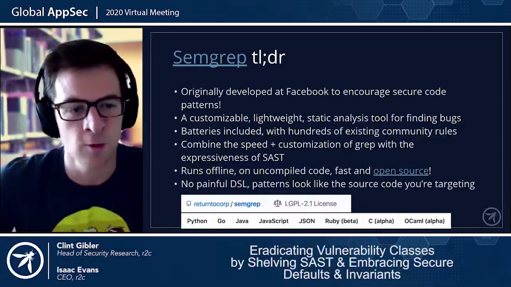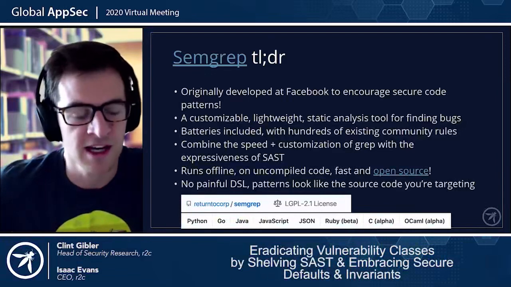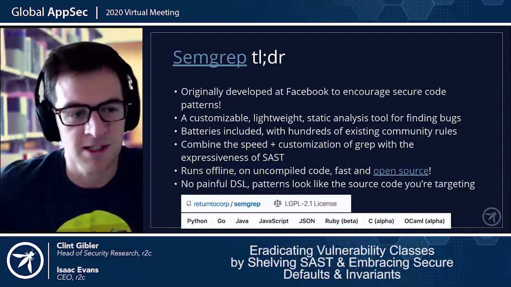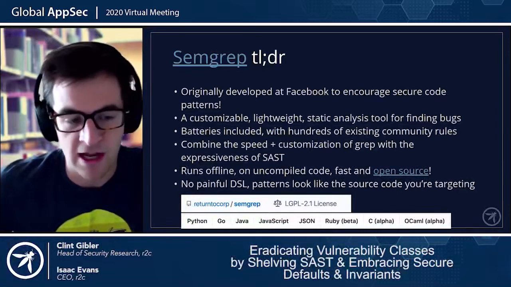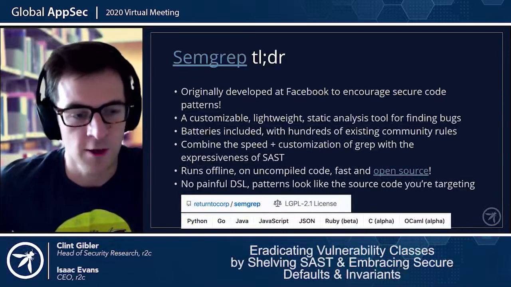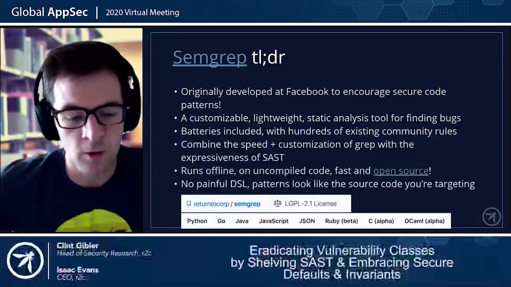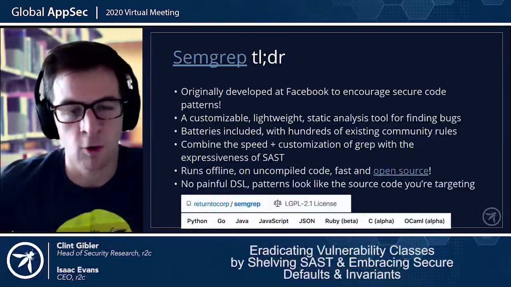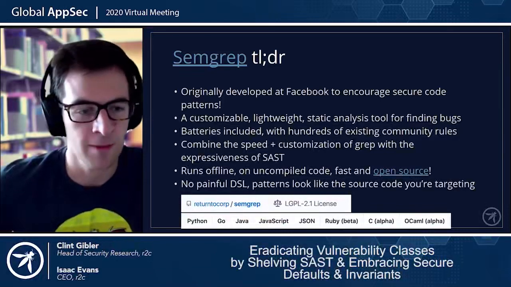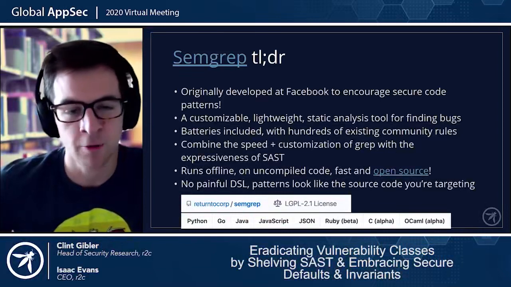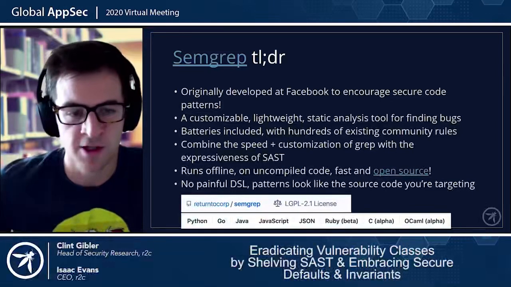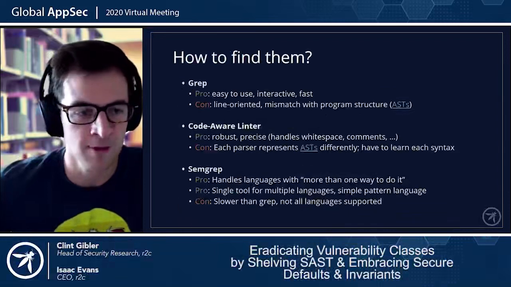And the whole idea with the tool, which you'll see an example of in a second, is to combine the speed and customization of grep with the expressiveness of more of a traditional static analysis tool. So it runs online, doesn't require compilation, it's open source. And one of the coolest things, I think, is that it doesn't require you to learn some very complicated domain-specific language. Generally, the patterns you're going to write are going to look very similar to the source code that you're targeting. And you can see the supported languages there.